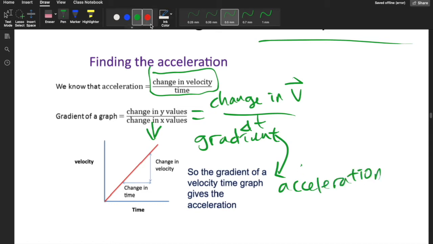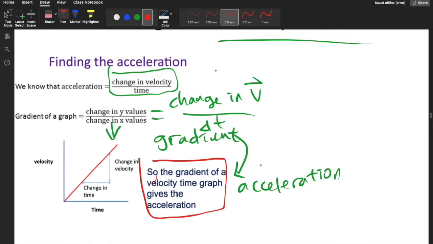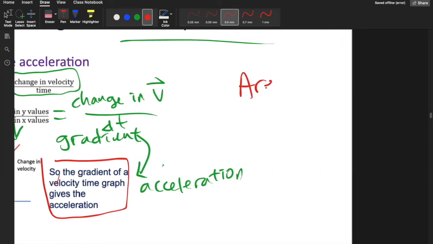This is super important, very important, this part. And then another thing to know is the area under the curve.